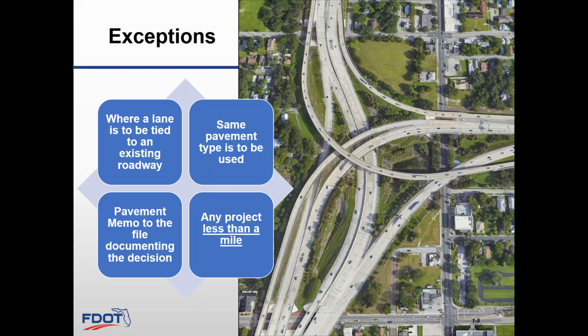So what are those exceptions? Where a lane is to be tied to an existing roadway and the same pavement type is to be used. In these cases, a pavement memo to the file documenting the decision will be satisfactory and will serve as the analysis report. Also, any projects less than a mile will not require a pavement type selection report to be conducted.